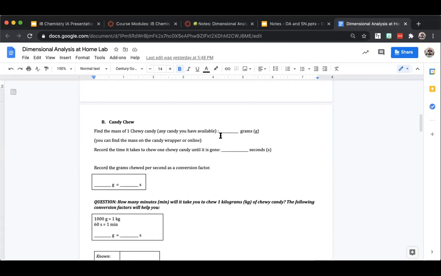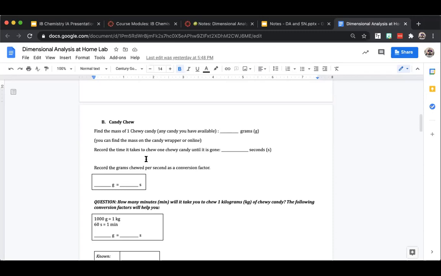And what you're going to do is get the approximate mass of it. You should be able to find that on the label of the bottle or the wrapper or the bag. If you can't, try looking online for what it is and see if you can find it on the website for the company. But you'll have the grams, the mass, and then you're going to record.